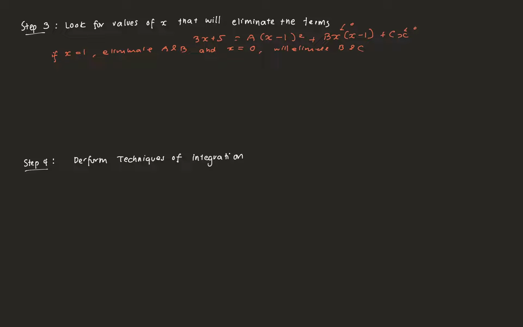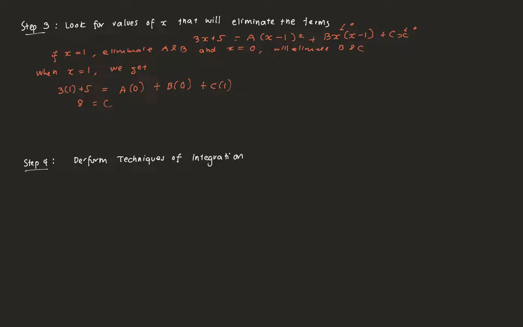So when x is equal to 1, we get 3 times 1 plus 5 equal to a times 0, because we plug in 1, so that's now 0, plus b times 0 plus c times 1. So we get 8 equal to c, meaning c is equal to 8. So that's one of the terms solved.